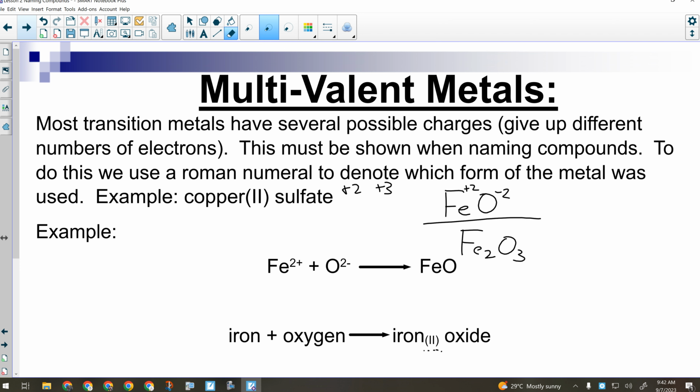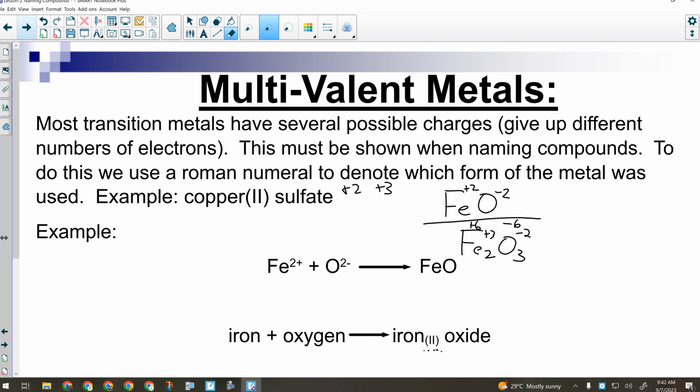In this compound, though, I have to do something similar. Oxygen's always a -2. But how many oxygens do I have? 3. So how many negative charges in total are there? 6. So I've got 6 negative charges. That means I've got to get 6 positive charges out of my iron. So I've got 6 positives, and I have to get it from 2 irons. What's the charge on each iron? 3. Is that very difficult math? No. So that's how I figure it out.